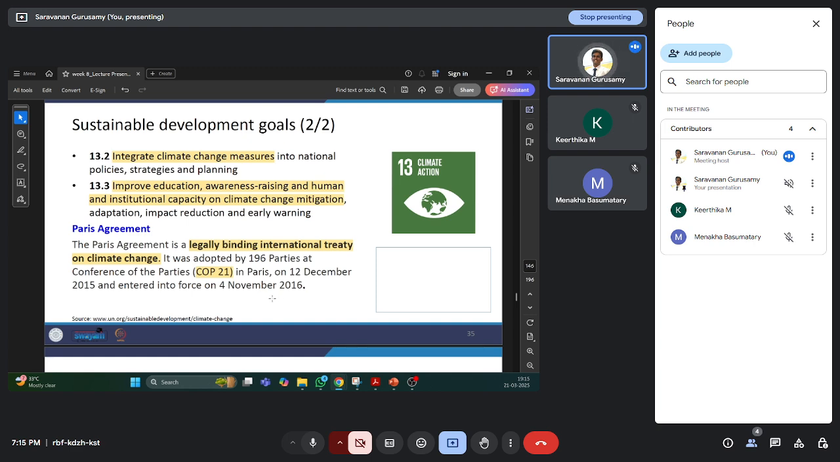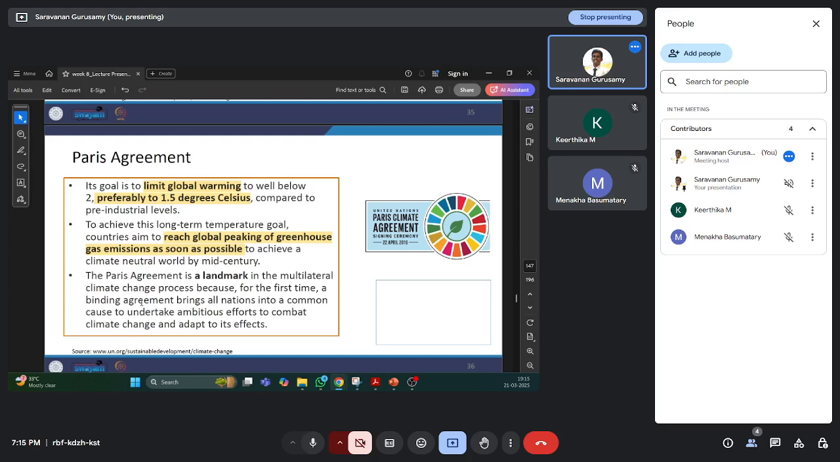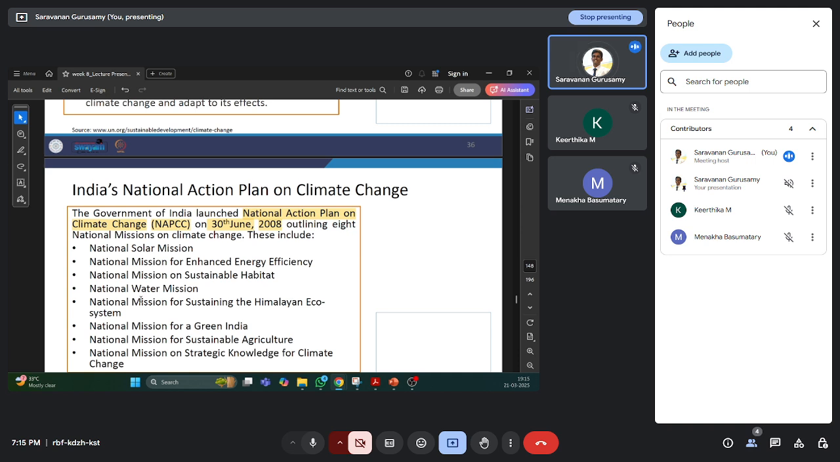Paris Agreement has happened. That is a legally binding international treaty on climate change. And 196 parties at the conference COP21 in Paris that happened in 2015, and limit global warming preferably to 1.5 degrees Celsius and reach the global peaking of greenhouse gases as soon as possible. That's what the plan is.